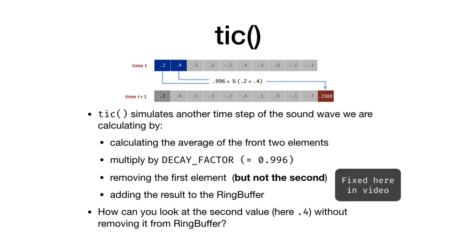removing the first element. So actually, I should have swapped those two things. You first remove the element, and then you add it to the ring buffer, because otherwise the capacity would explode. And I'll fix that in my slides.